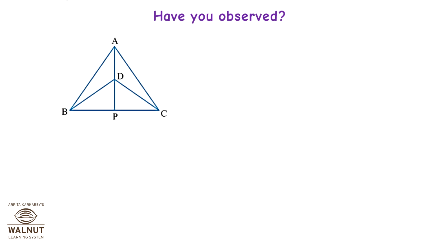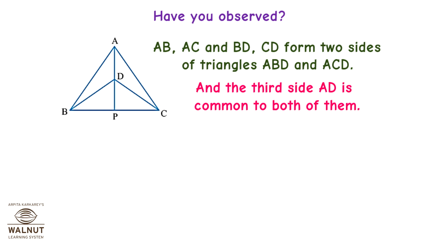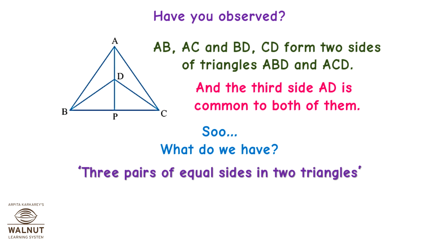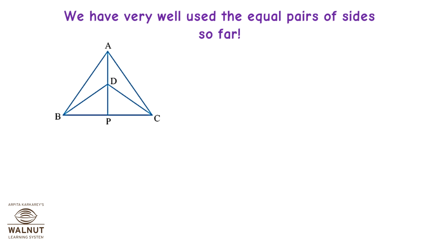Have you observed? AB, AC and BD, CD form 2 sides of triangles ABD and ACD. And the third side AD is common to both of them. So, what do we have? 3 pairs of equal sides in 2 triangles. Does that remind you of something? Yes, SSS test of congruence. We have very well used the equal pairs of sides so far. Let's think of angles now.